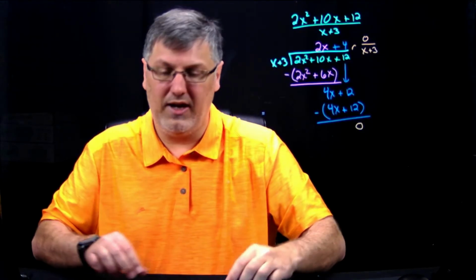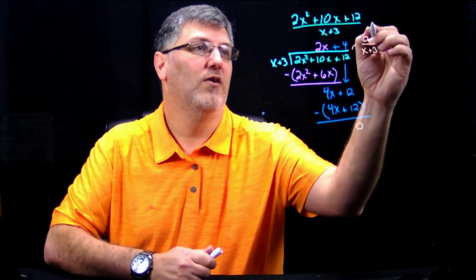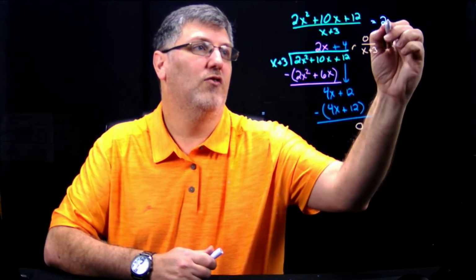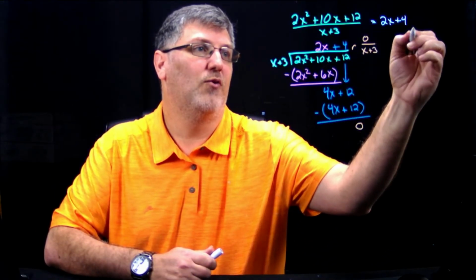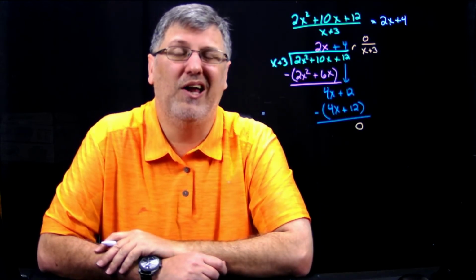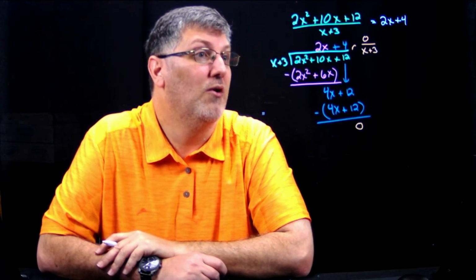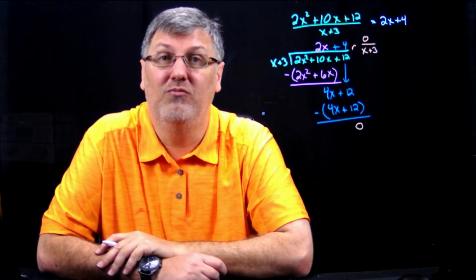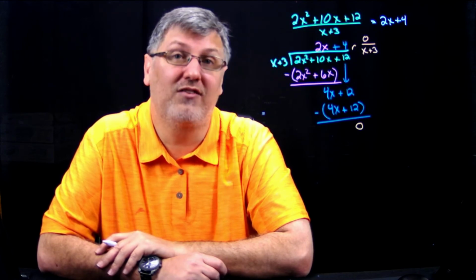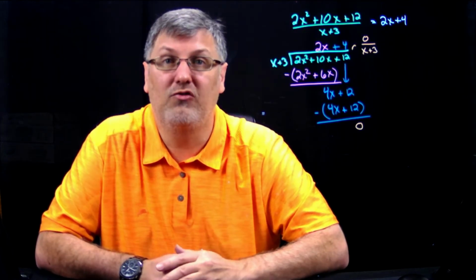So my actual answer here is nothing more than 2x plus 4. I don't have to write the remainder because it's 0 divided by some sort of number, which will actually give me 0. So that's polynomial long division. Not terribly bad. It's the exact same procedure as long division with numbers that you learned back in elementary school.